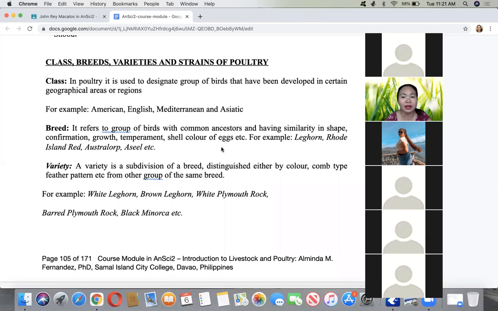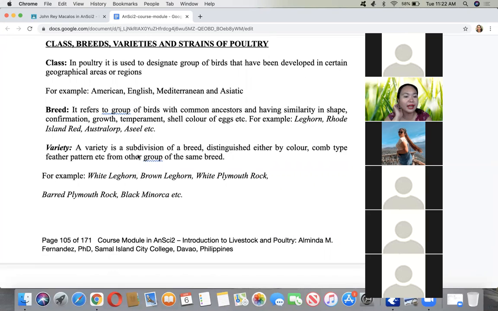But when we say breed, it refers to the group of birds which common ancestors are having similar genetically in terms of shape, conformation, growth, temperament, even the shell color of the eggs, like the leghorn, the Rhode Island red, Australorp, and others. And we also have variety, no? It's a subdivision ng breed distinguished either by color, comb type, feather pattern, and others from other group of the same breed lang siya.